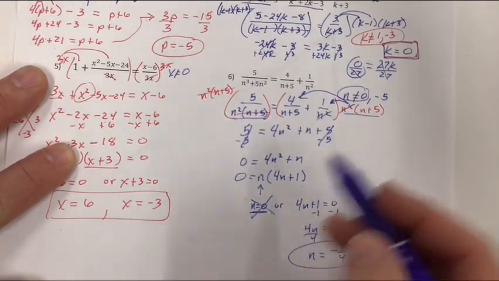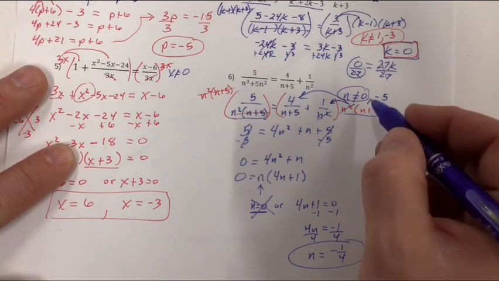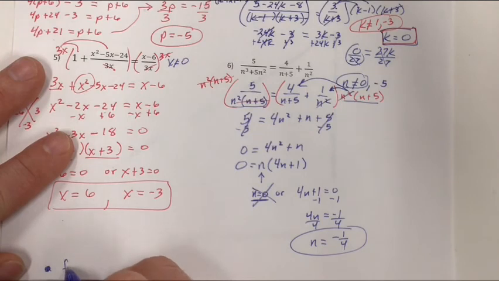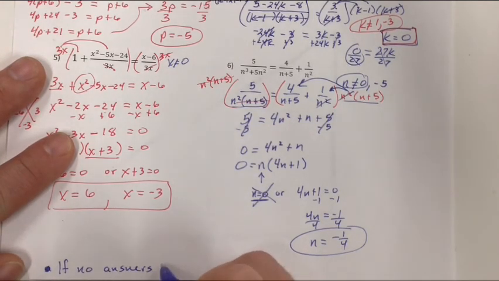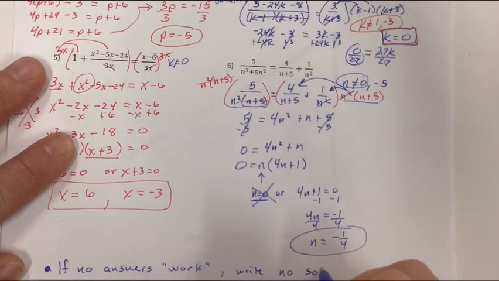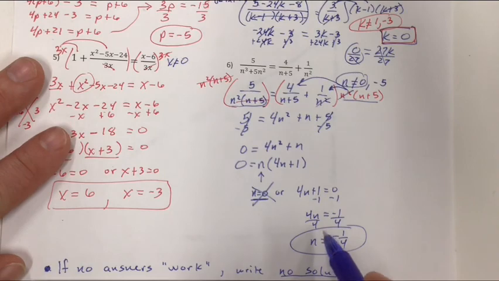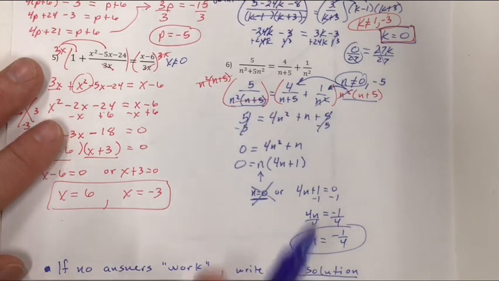Now, if both answers here worked out to be my excluded values and no other answer was available, okay? I'll even write that at the bottom of my page. If no answers work, we write no solution. Okay? So if none of your answers actually work because they're both excluded values, you'd write no solution.